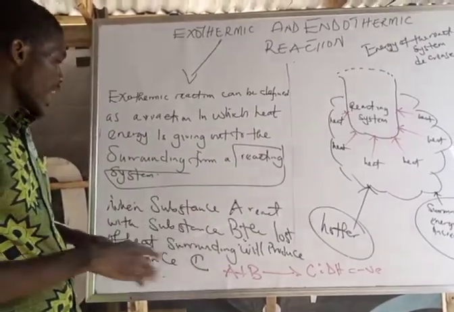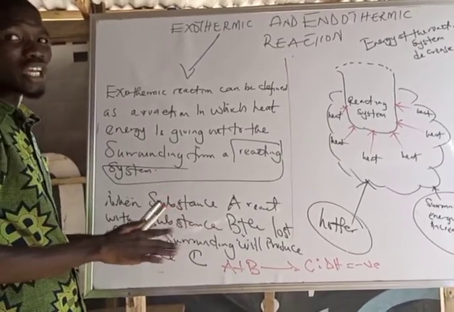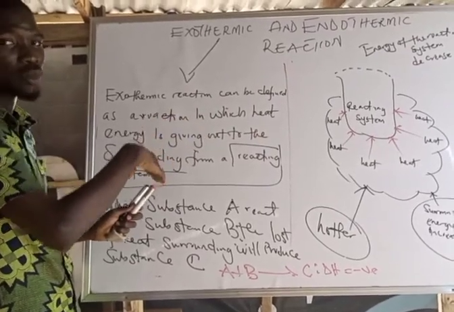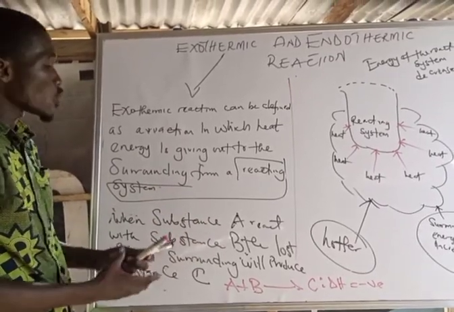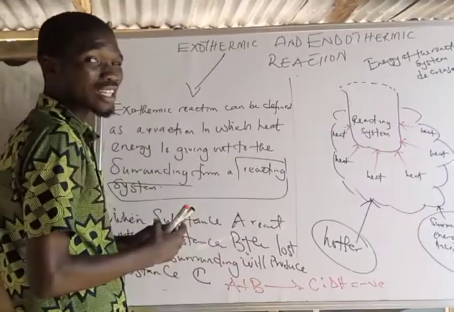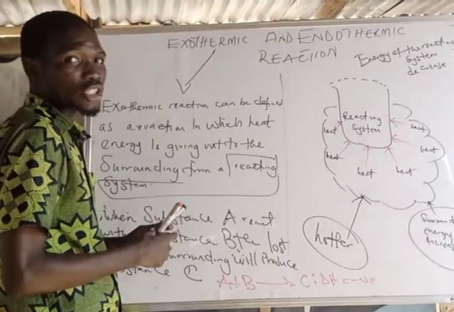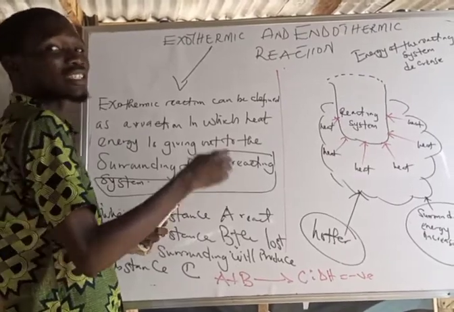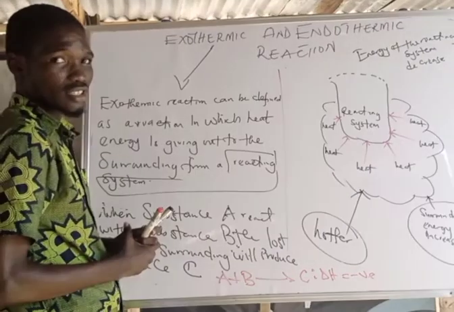So to the JAMB and WAEC students, in as much as you come across a question like this, or any equation given, be it in equilibrium or under heat of reaction, because equilibrium and endothermic and exothermic reactions work hand in hand together. If you have any equation given with a negative sign, it means that such an equation is an exothermic reaction. That is, the energy of the reacting system decreases while the energy surrounding the system increases. That is the meaning now.